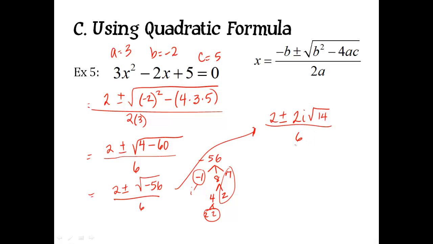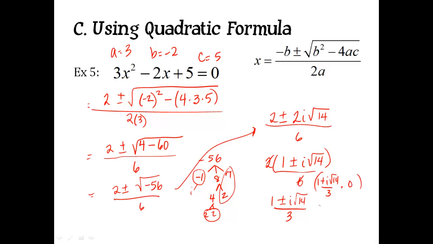Now, all these terms are even, so I can factor out a 2. That'll leave me with 1 plus or minus i square root of 14 over 6. These will reduce, so I've got 1 plus or minus i square root of 14 over 3. So my two solutions are 1 plus i square root of 14 over 3, comma 0, and 1 minus i square root of 14 over 3, comma 0. So yeah, the solutions are long, but you can do it. You just have an i now, and you know how to use that.